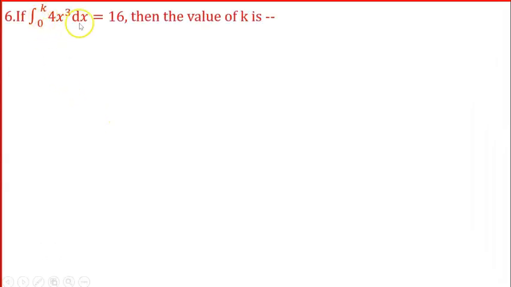Okay. Now, next, if the integral from 0 to k of 4x cube dx is equal to 16, then find the value of k. This question was asked in the February 20 examination. First option A is 1, B is 2, C is 3, and D is 4.